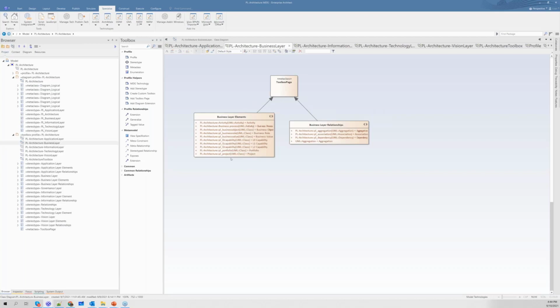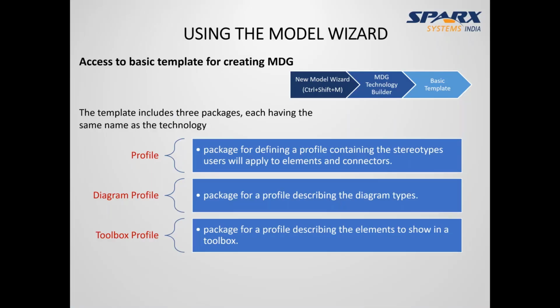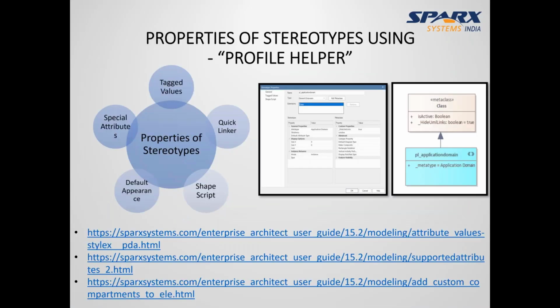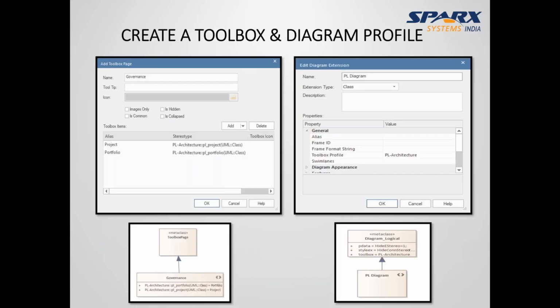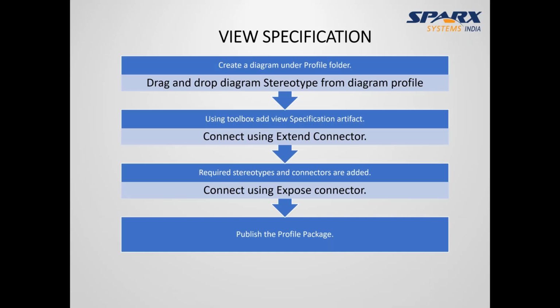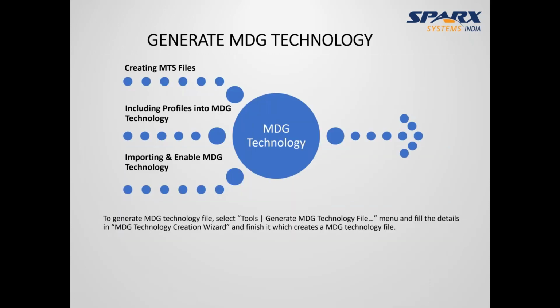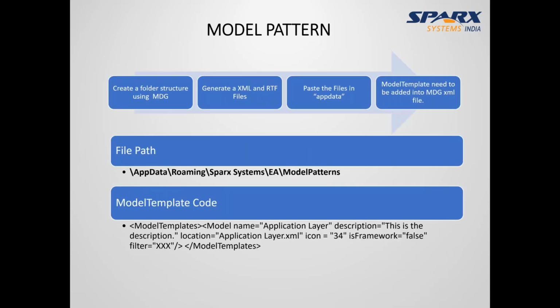And the next step, I hope we have seen the profile helpers, and we have also gone through the quick linkers and diagram toolbox and publish view specifications, right? And we've also generated the MDG technology. Now the next step is we need to go ahead and create a model pattern. How do you go ahead and create a model pattern? So these are the steps, right?